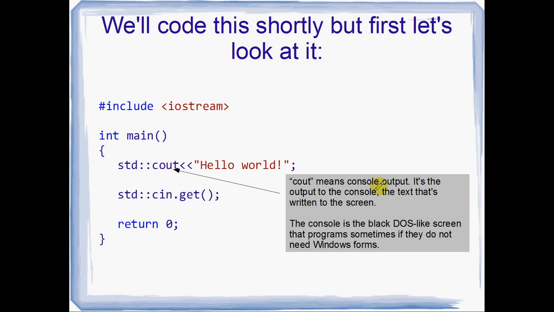Okay, cout means console out, and it's the output to the console, logically, the text that's written to the screen. The console is a black DOS-like screen. I don't know if you remember DOS from the 80s and the 90s. It was a really cool operating system, I think. But we don't have DOS anymore, but Windows has got a console screen, so that's what we're using.